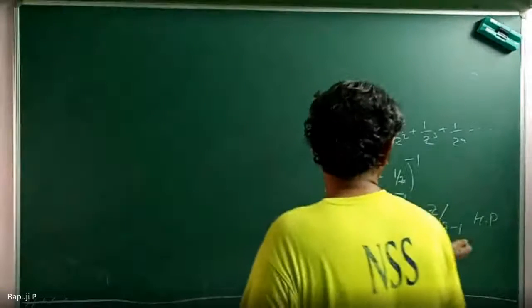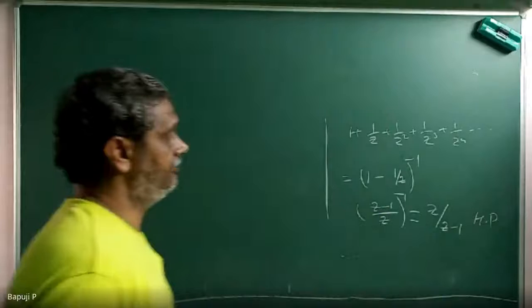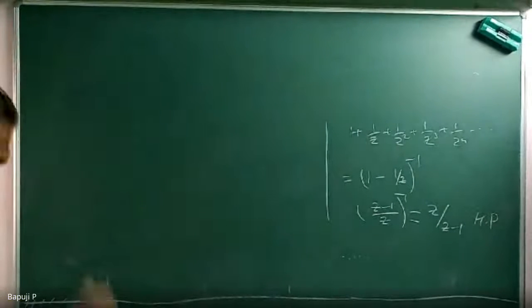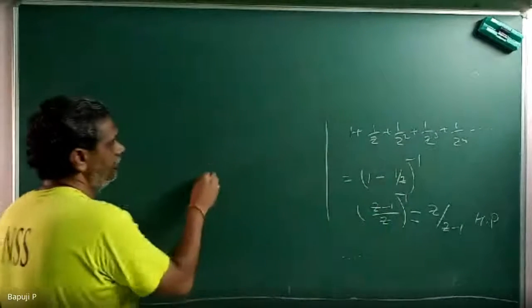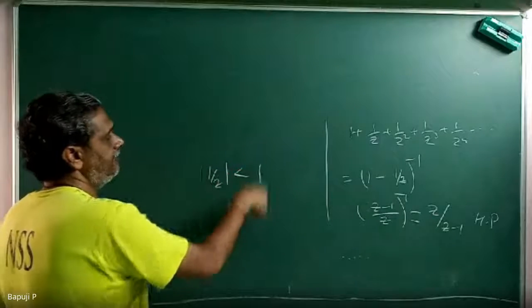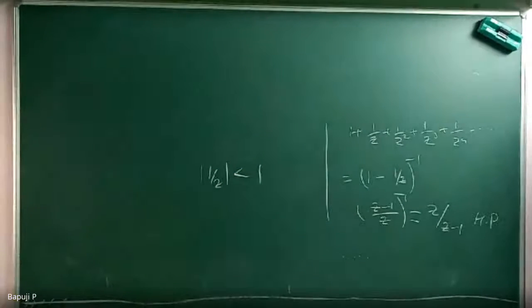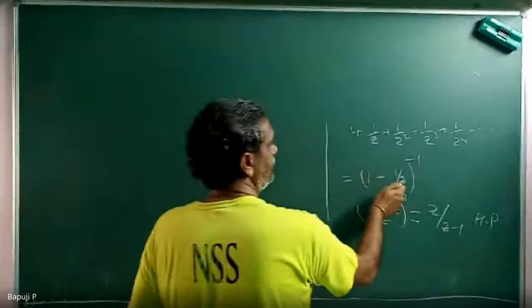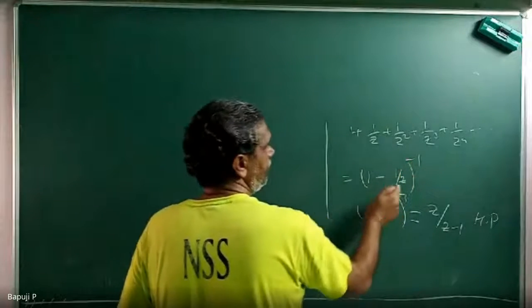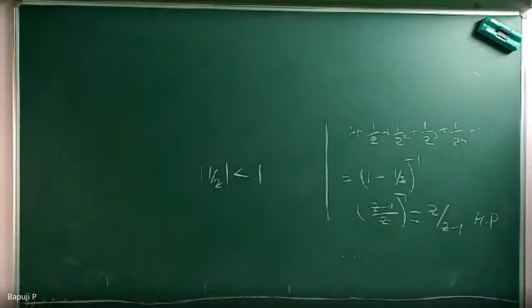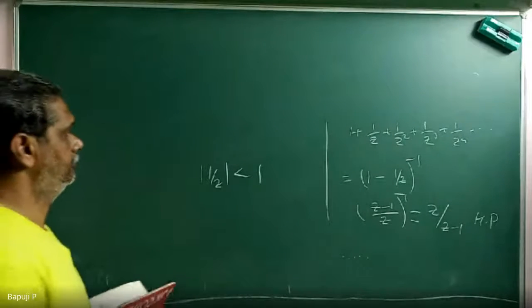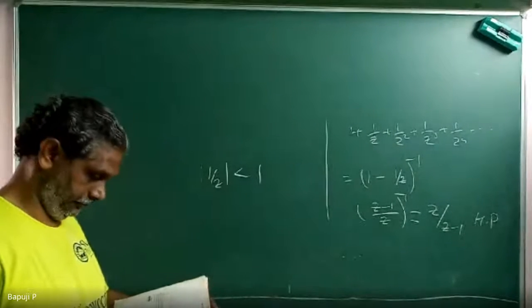So maybe he is asking the reason of convergence. Reason of convergence, what will you do? 1 minus 1 by z whole power minus 1 means what? 1 by z is less than 1. So that is the reason this series converges. 1 minus x whole power minus 1, when it is infinite, it means 1 by z is less than 1.